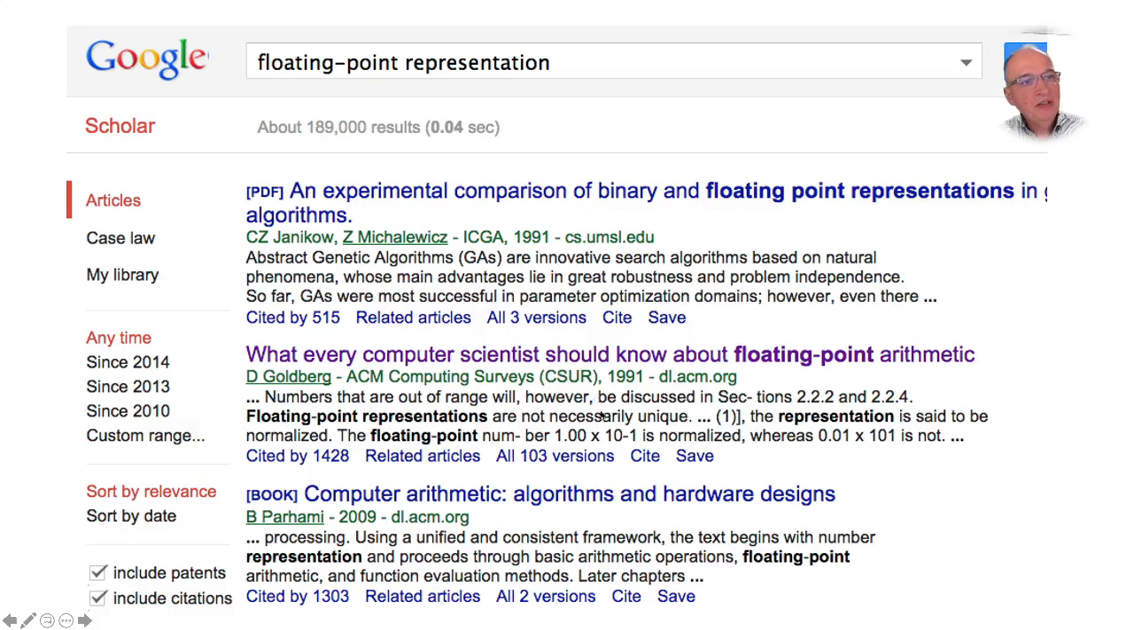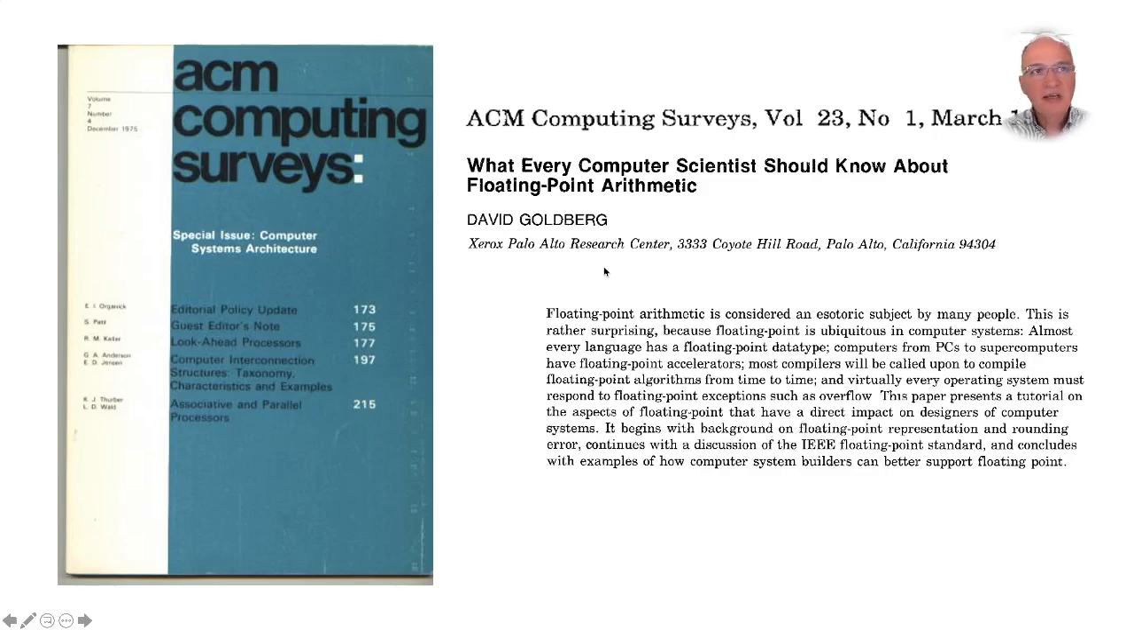And sure enough, there was an ACM Computing Surveys, which is an excellent periodical that has lots of information about everything that you want to know in computing science over the years. This one was published in 1991, and it was called What Every Computer Scientist Should Know About Floating Point Arithmetic. So I thought that was a good lead. I accessed it. This is an article by David Goldberg from the Xerox Palo Alto Research Center in California.